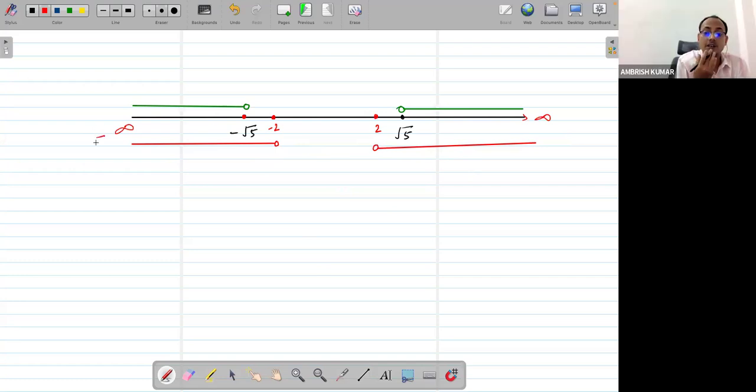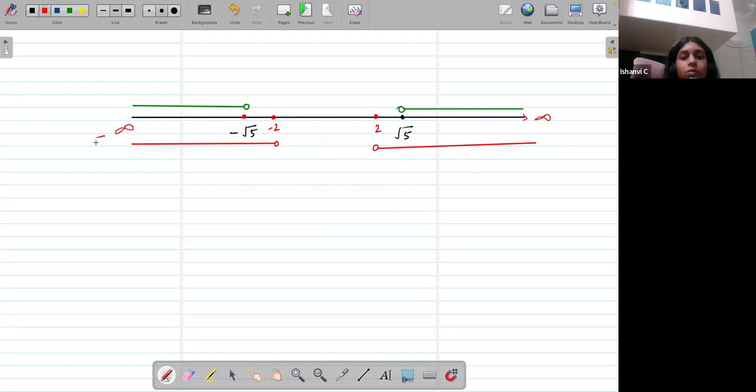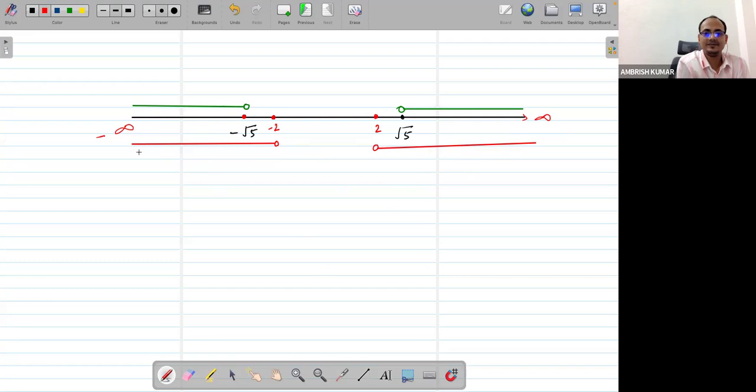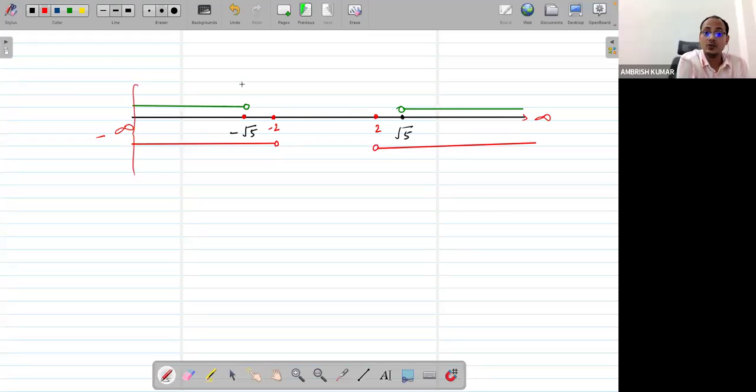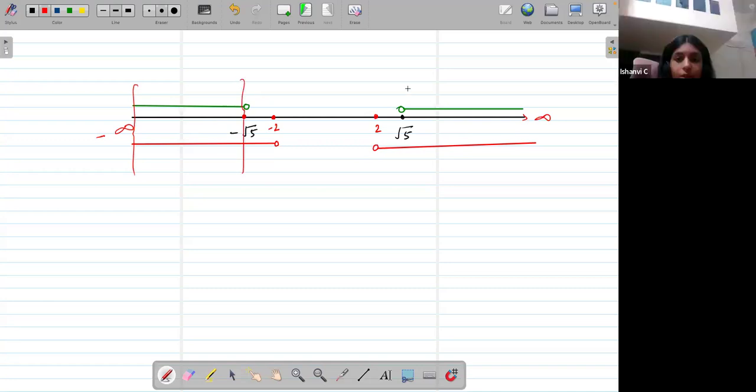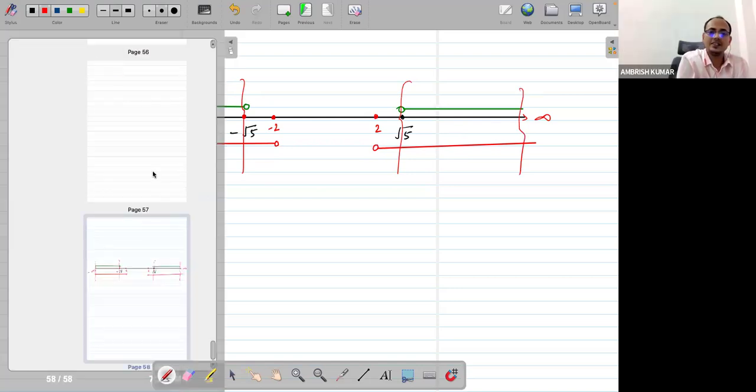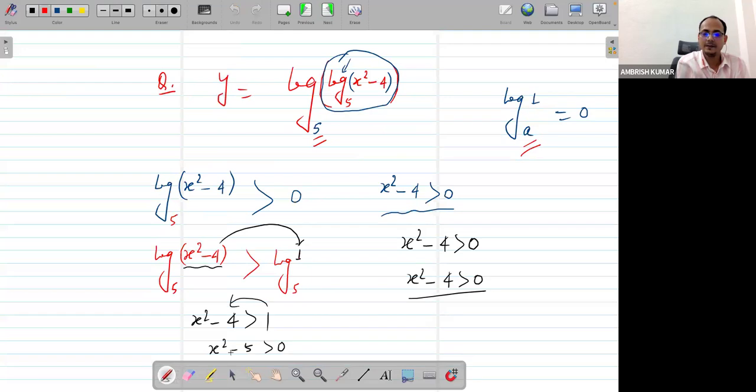Now, what is the common part that we have here? The common part is from negative infinite to negative root 5, and then positive root 5 to positive infinite. It means whatever answer you get for this part. And look, it's quite obvious, no?